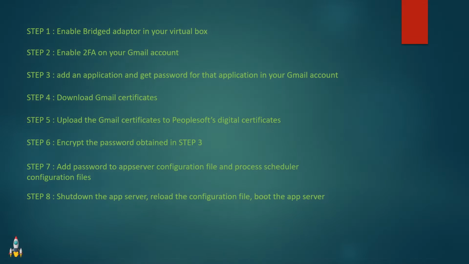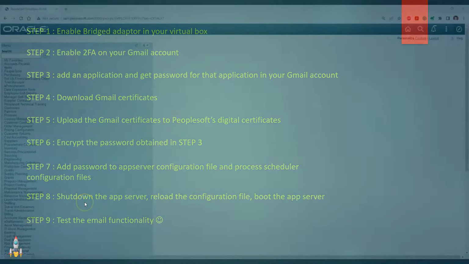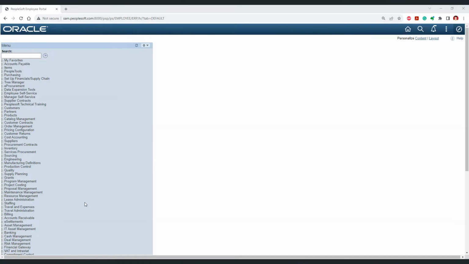Alright, so we have done all the hard work and now we are left with the final step, which is step 9 to test the email functionality. So if you have written your PeopleCode with the send mail functionality, you can use that to test the email functionality. Otherwise, we can use the notify functionality from one of the delivered PeopleSoft pages. So let me show you one such page.